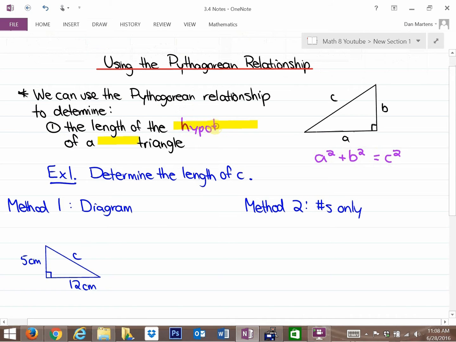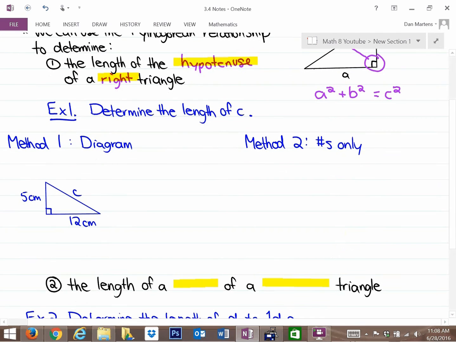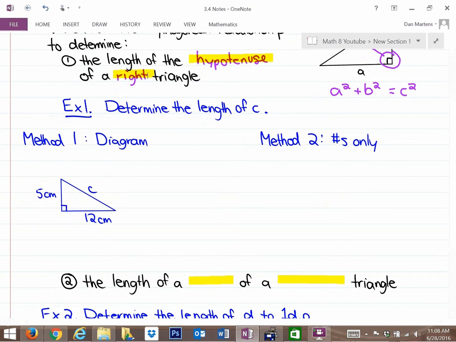The hypotenuse of a right triangle is the long side of the right triangle. It's always opposite the right angle. So c squared, that's the hypotenuse here. So we can use the Pythagorean relationship to solve for the length of the hypotenuse of a right triangle. So let's jump straight into an example. This first example says, determine the length of C.